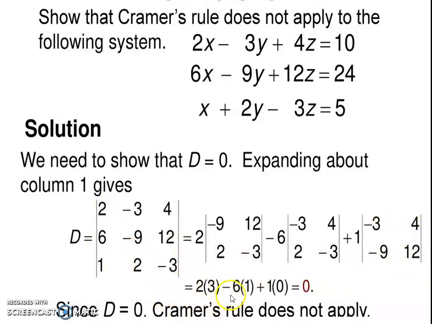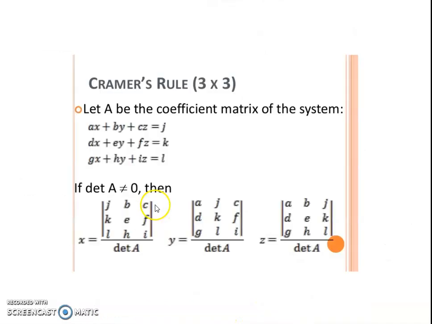Simplifying, we derive 2 into 3 minus 6 into 1 plus 1 into 0 equal to 0. 3 2s are 6, minus 6, plus 1 times 0, equal to 0. That means if for any given system the d value is 0, you cannot find the values of x, y and z. So that's why, since d is equal to 0, Cramer's rule does not apply.